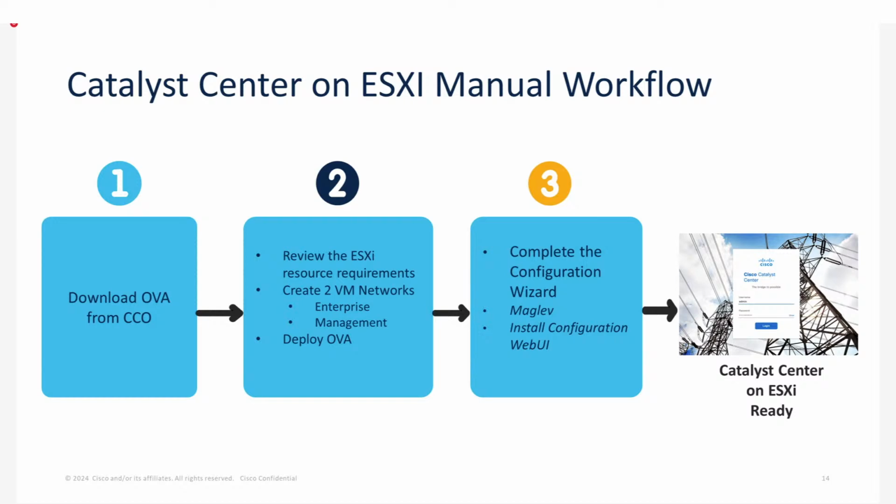So if you're familiar with the Catalyst Center installation, you will remember that you need to do the IP addressing for enterprise management, DNS, NTP, and all that stuff, which is needed for the initial configuration. That needs to be done within one of these two wizards, whichever you choose to do. And after that, your Catalyst Center on ESXi will be ready, and then you can start adding with the default credentials, and you can start doing the initial setup for the Catalyst Center.